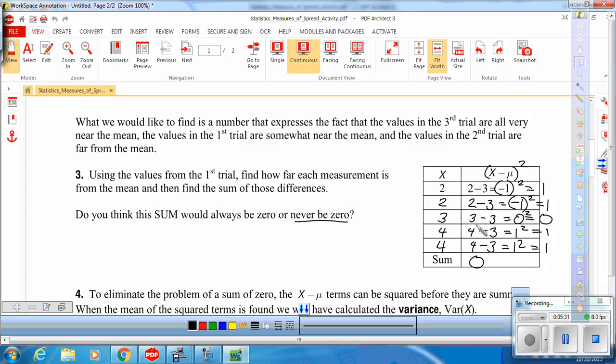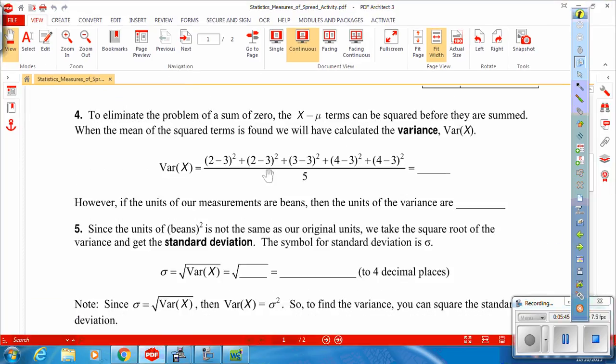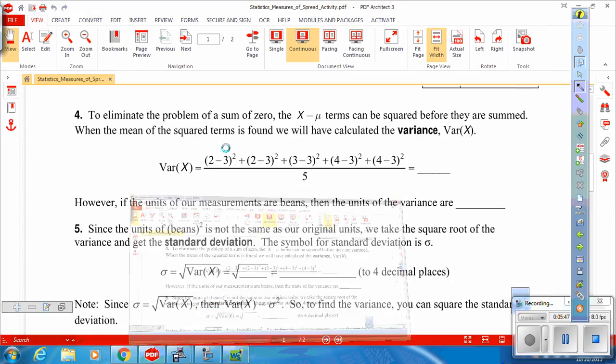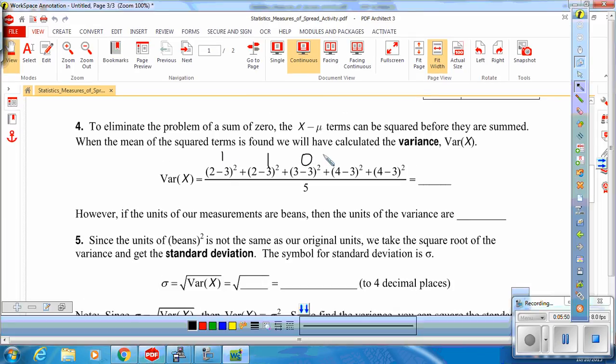And now we want to find what is the average distance that these numbers are away from the center. So again, we want to find the mean. So that's what we're going to do. We're going to find the average of all of these numbers. And so that's what we're doing right here. So when I take 1 and 1 and 0 and 1 and 1 and I add them all up, I get 4. And then 4 divided by 5 is going to be equal to 0.8. This number is what we call the variance.